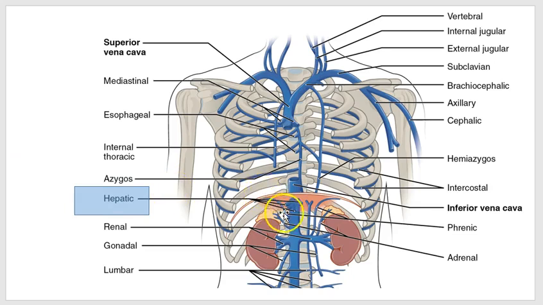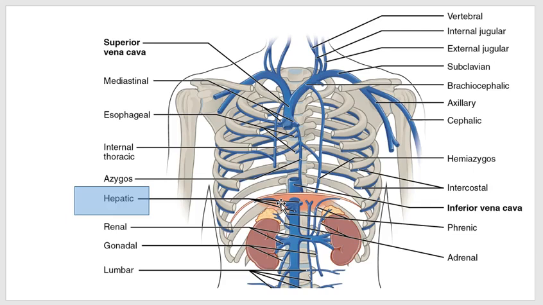And then down here we also have your hepatic vein. Your hepatic vein is going to be going to the liver or from the liver. So the liver is filled with nutrients, and the hepatic vein can take the blood from the liver filled with those nutrients and then deliver it to the body.